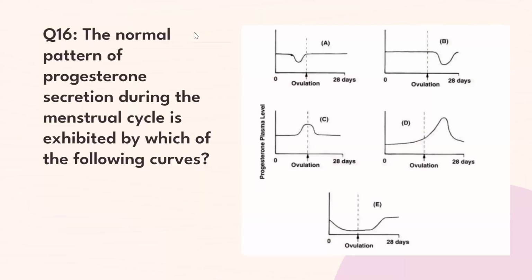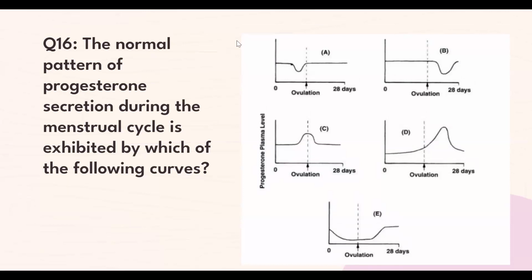Okay. The normal pattern of progesterone secretion during the menstrual cycle is exhibited by which of the following curves? I know I've added so many graphs here, but one of your colleagues asked for a lot of graphs because I think apparently Dr. AJR was like, you guys are really bad at graphs. So every graph I saw, I was like, let me just add that.